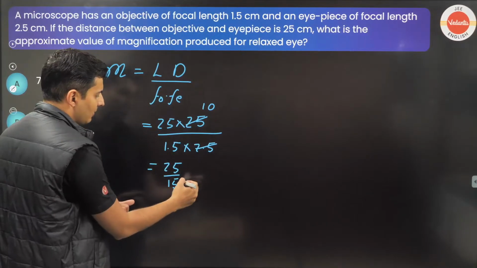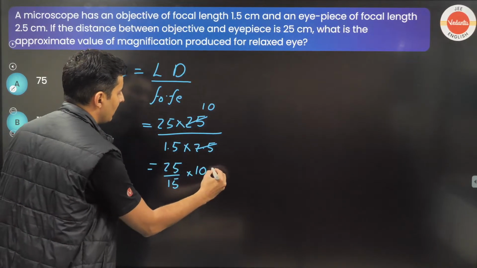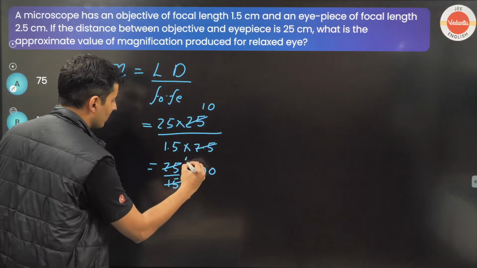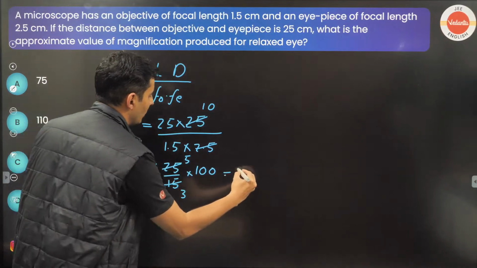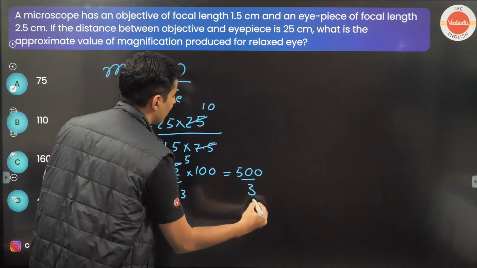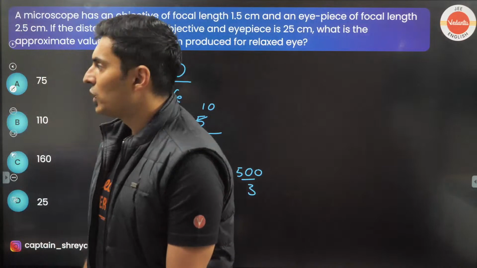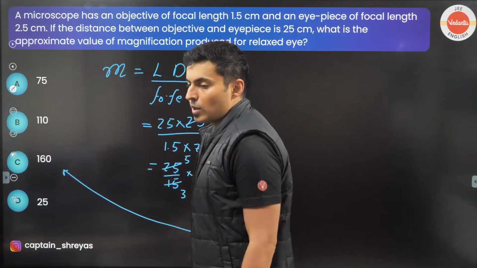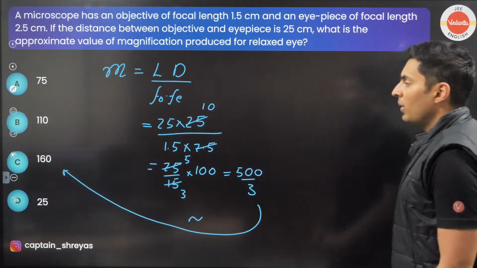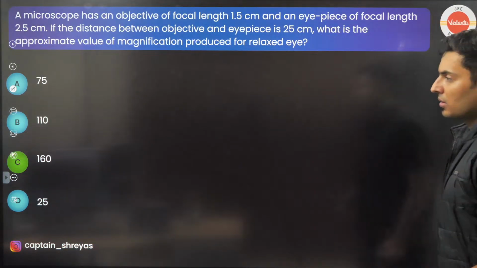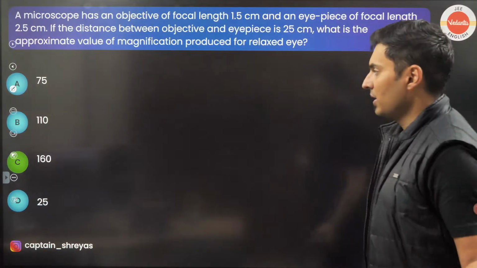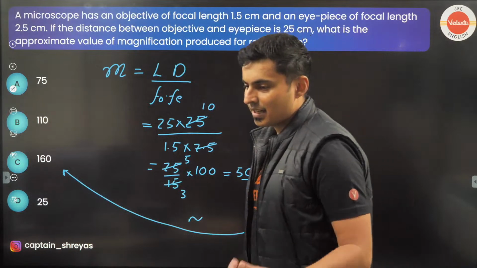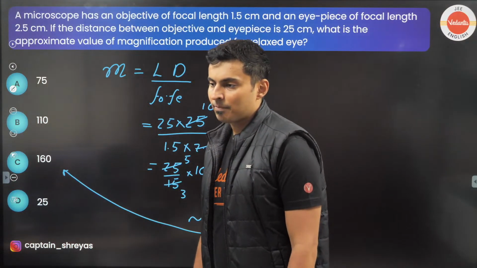You can shift that decimal, and it will become 100 by 15 and 25. 15 goes with 5 three times, 25 goes with 5 five times. So it is just going to be 500 by 3, which, out of all the options, is going to come very close to, approximately, 160. Actually, it will be something like 166, but 160 is a good approximation. Is that clear, guys? Everyone with me on this?